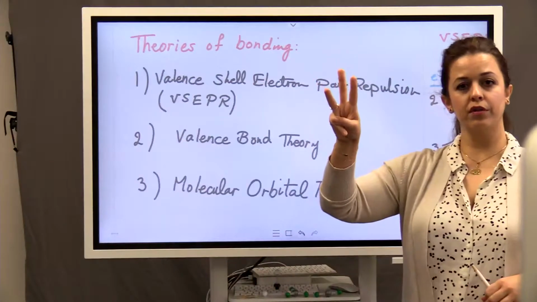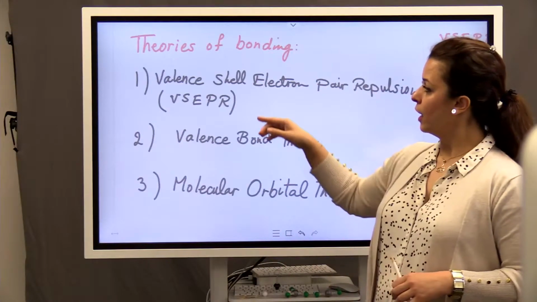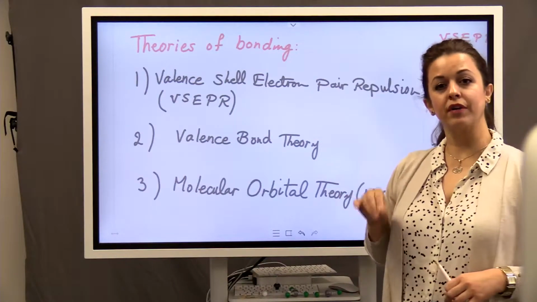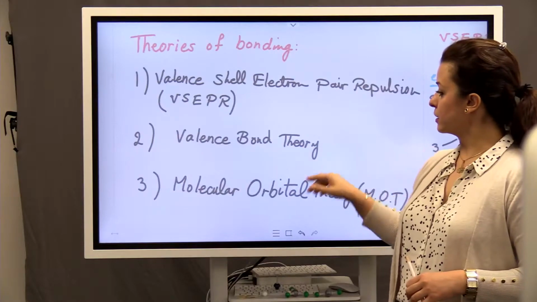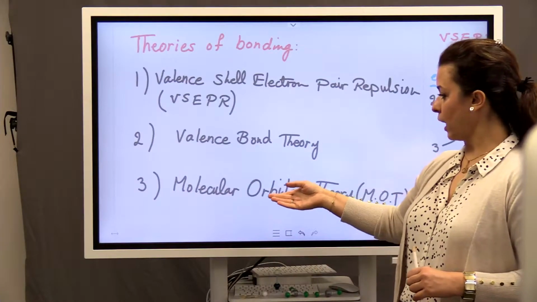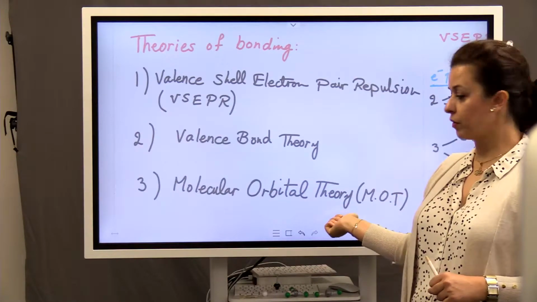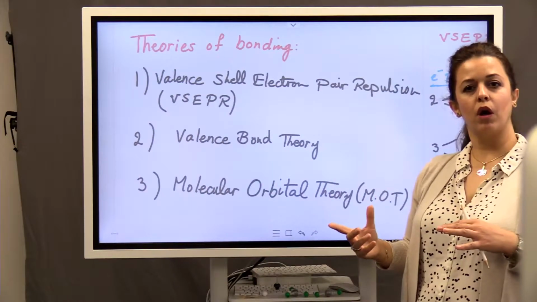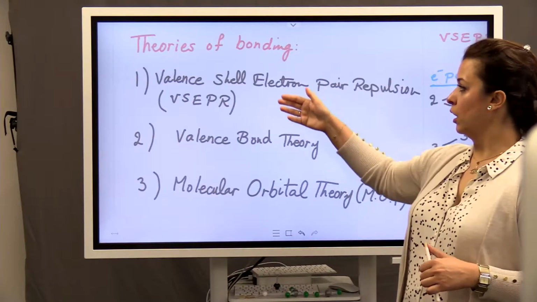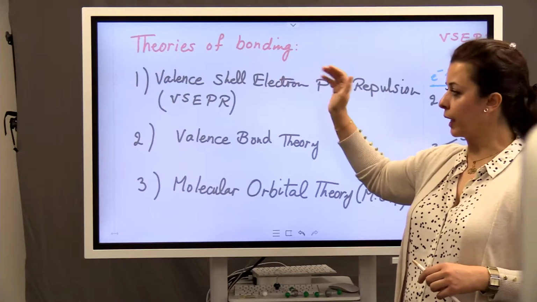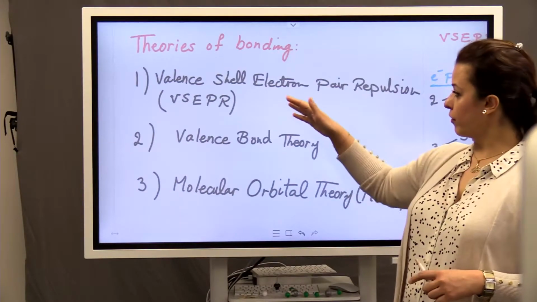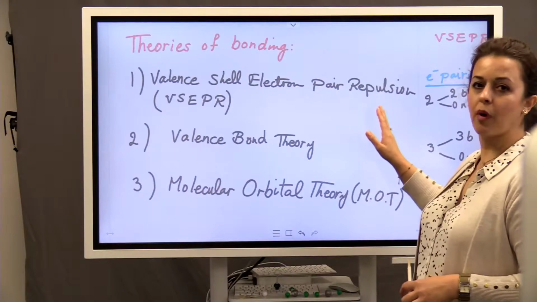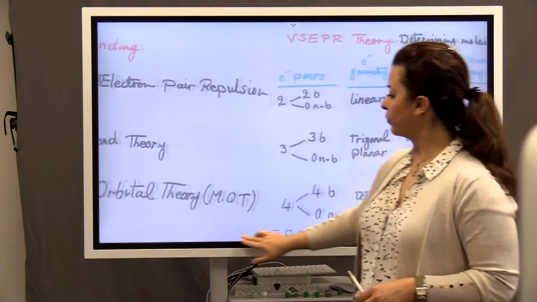There are three theories about chemical bonding. Valence shell electron pair repulsion, or VSEPR, is the first one. The second one is valence bond theory, and the third one, the last one, is molecular orbital theory, or we call it MOT. So in each video for this chapter, I will try to explain each of these theories. So the first part, we work on the valence shell electron pair repulsion, or VSEPR.